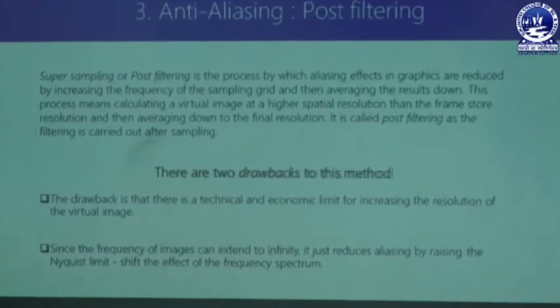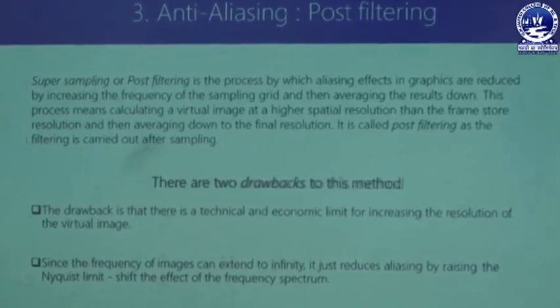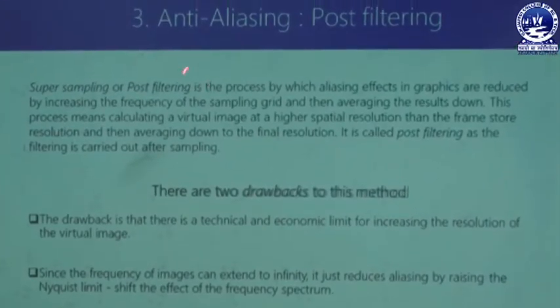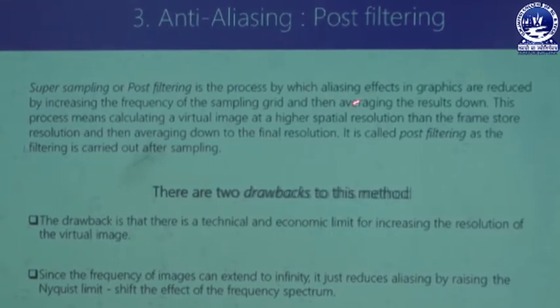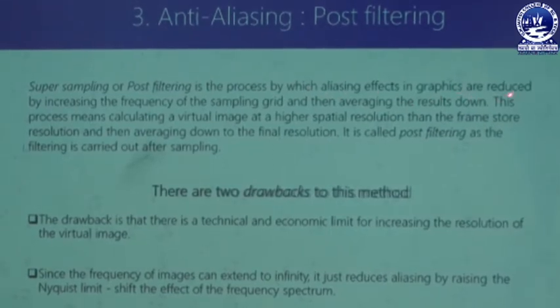This is otherwise also called super sampling or post filtering. It is the process by which the aliasing effect in graphics is reduced by increasing the frequency of the sampling grid and then averaging the result down. Here the anti-aliasing post filtering concept first has the graphical device calculate the number of pixel points required for the picture drawn.